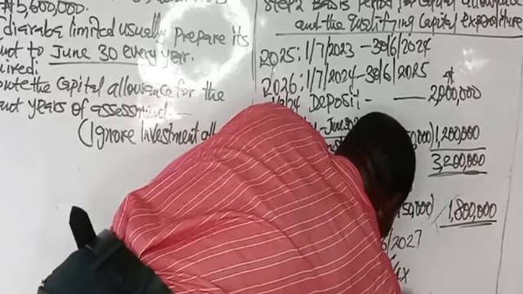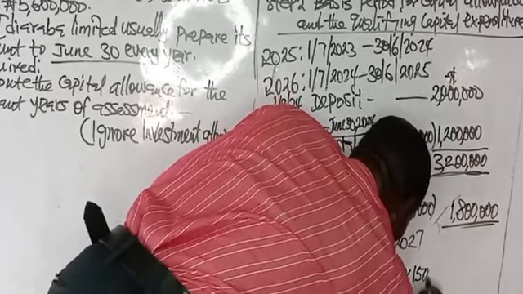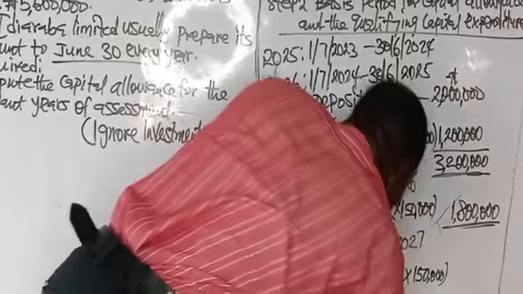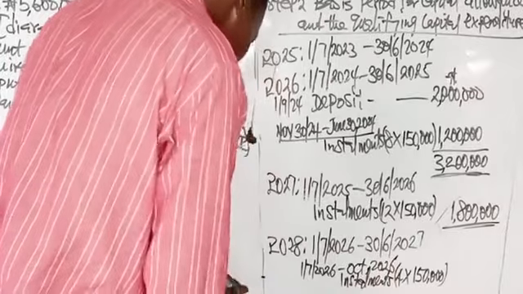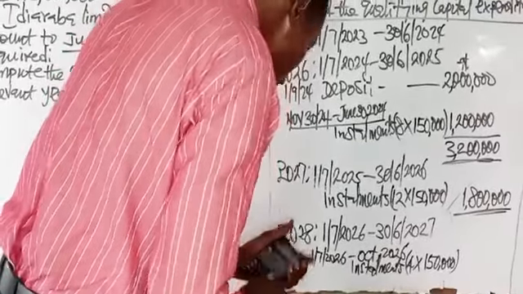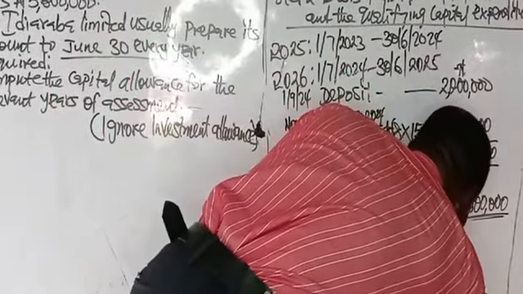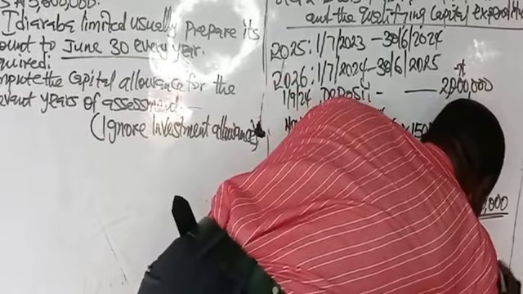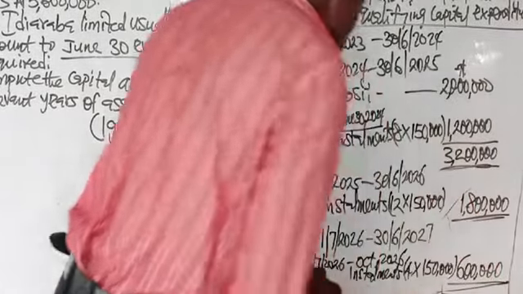4 times the cash element, which is 150,000 as computed earlier. So we have 4 times 150,000. That gives us 600,000. The amount of installment to be considered in this year will be 600,000.